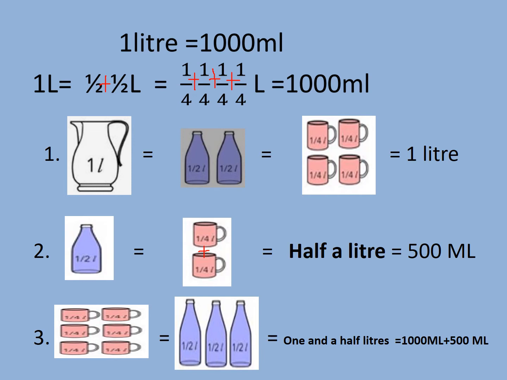And how can we do to get 1.5 liters? We can add 1 liter plus half liter, or we can add half liter 3 times, or we can add 1/4 liter 6 times. Okay, which will give us how many liters? 1.5 liters.